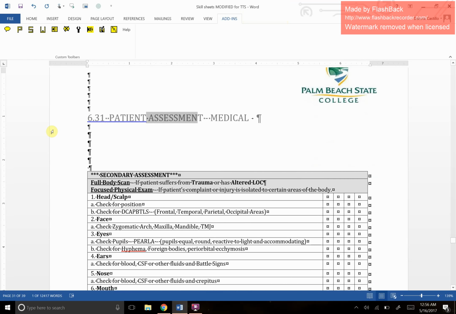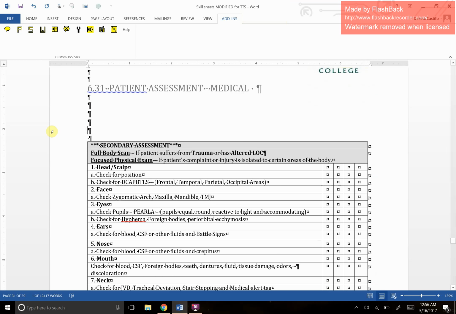6.31 Patient assessment, medical. Secondary assessment. Full body scan if patient suffers from trauma or has altered LOC. Focused physical exam if patient's complaint or injury is isolated to certain areas of the body.